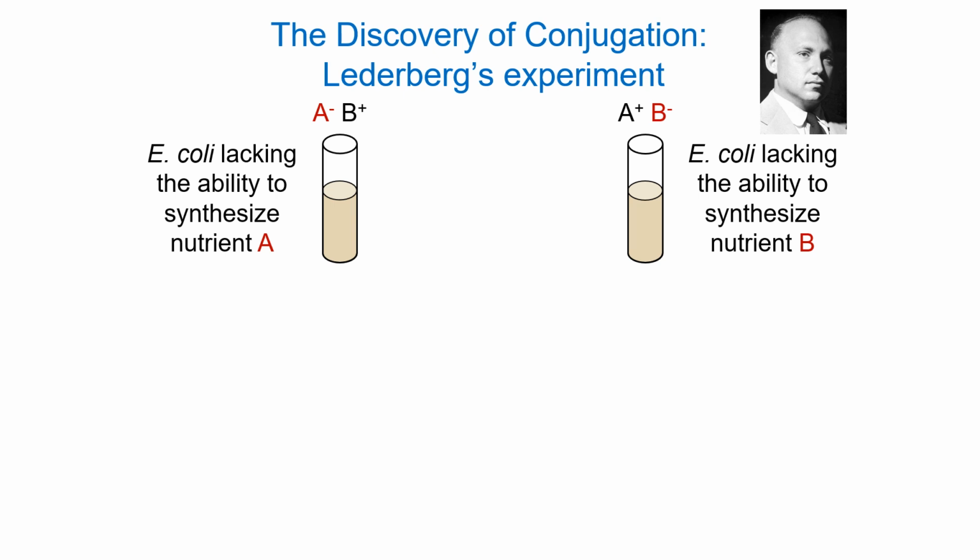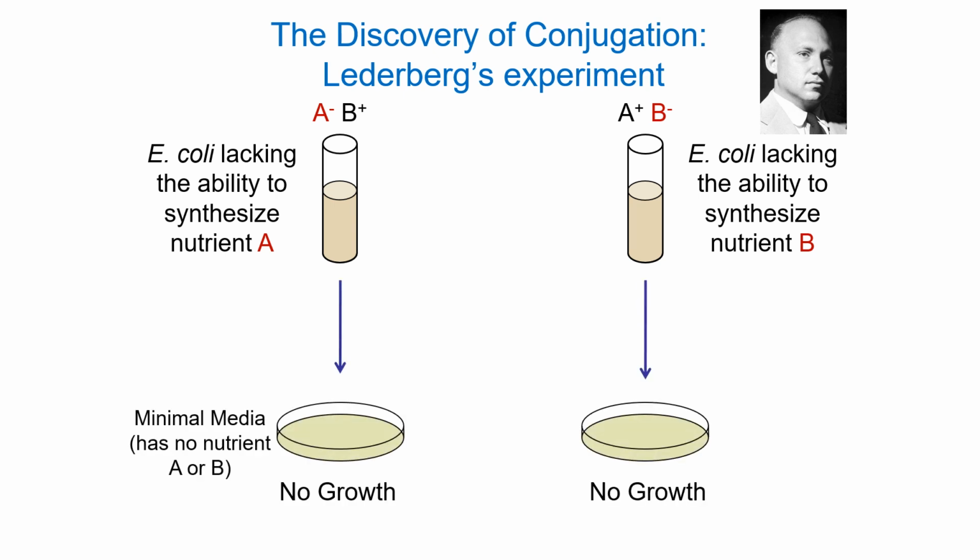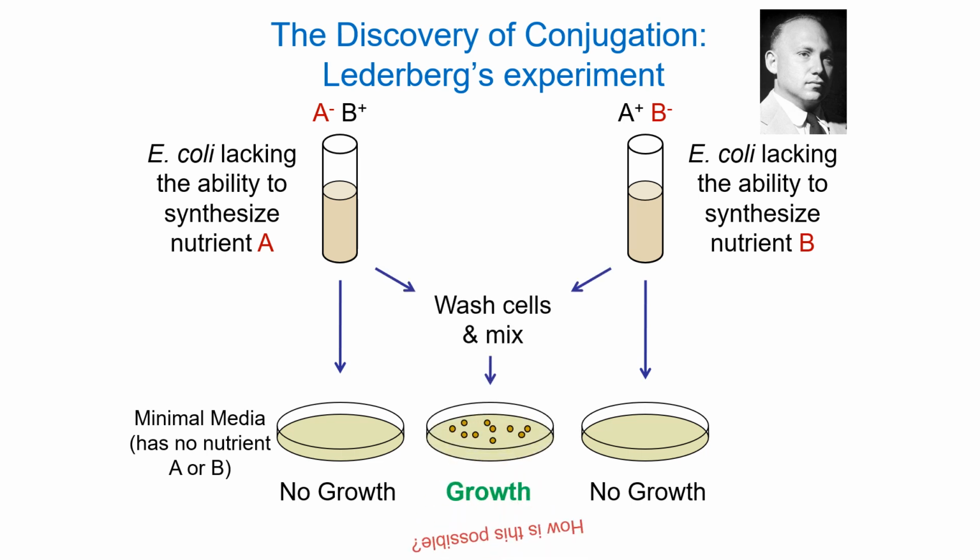Now, what he noted is that if he took these two bacteria and tried to grow them on minimal media, they won't grow. We discussed why, because the first one can't make A and the second one can't make B, and they need that, and that's not in the media for them. But he found that if he took the two cultures and mixed them together and then put them on a plate, he got growth. So how is that possible?